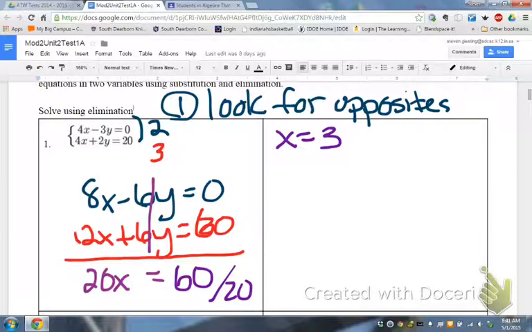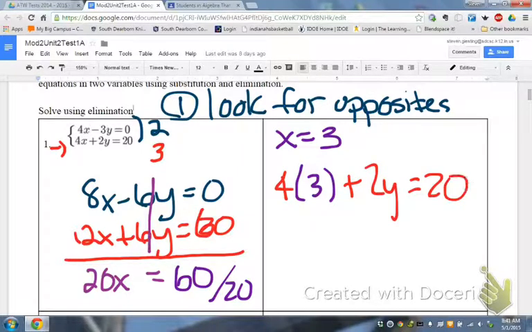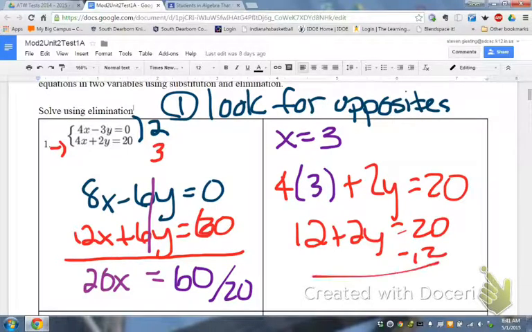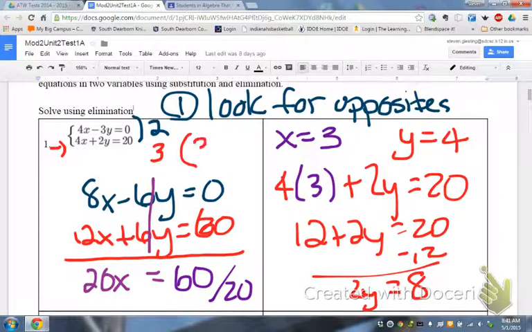Remember, once you have that x equals 3, then what you want to do is substitute. And you can go back to any of the equations that you want. So I'm going to go to this bottom equation where it was 4x. I'm going to replace the x with what it equals, and x equals 3. Plus 2y equals 20. That's 12 plus 2y equals 20. And then we're solving the equation just like we did in module number 1. So 2y equals 8, and thus y equals 4. Remember, I want your answers to always be an ordered pair. So the ordered pair answer for this question is (3, 4).